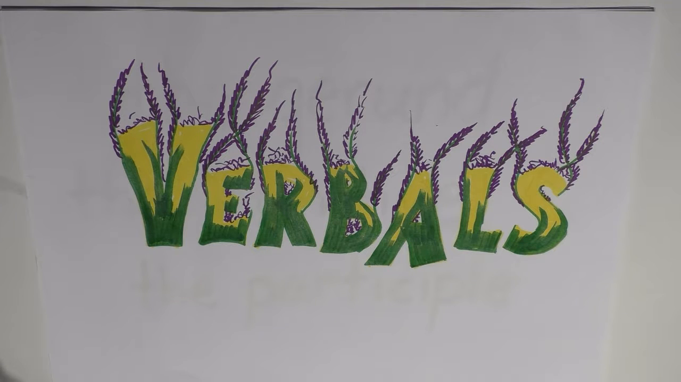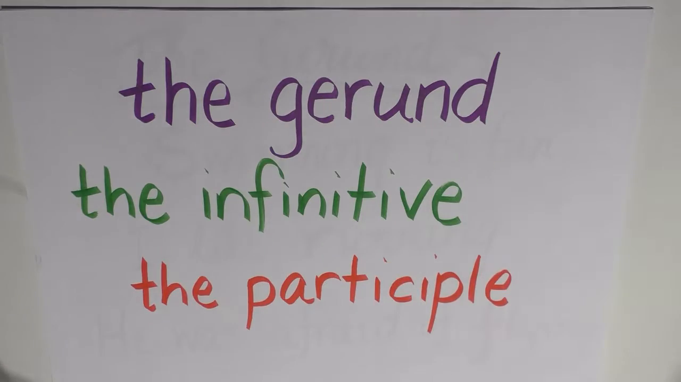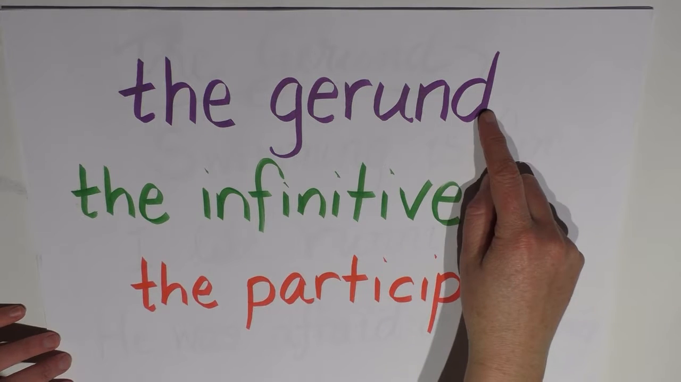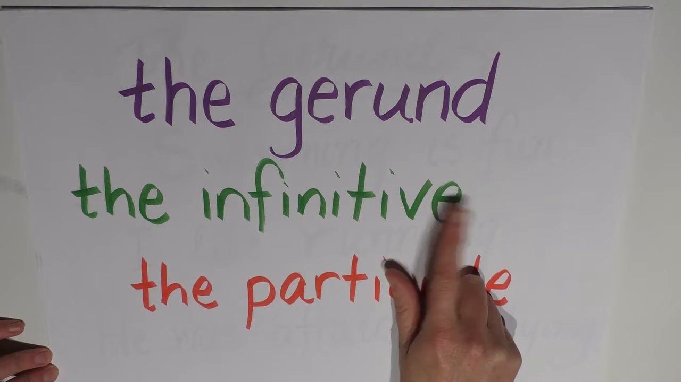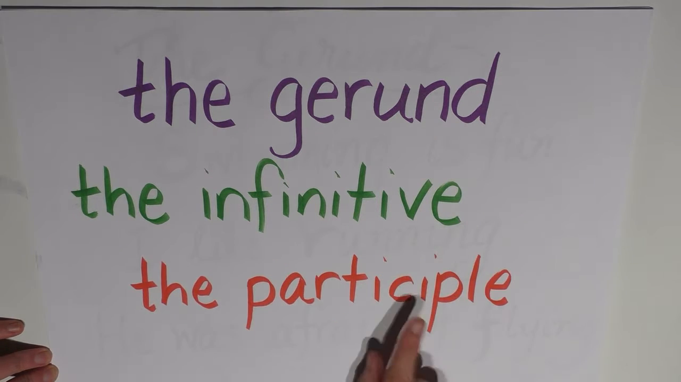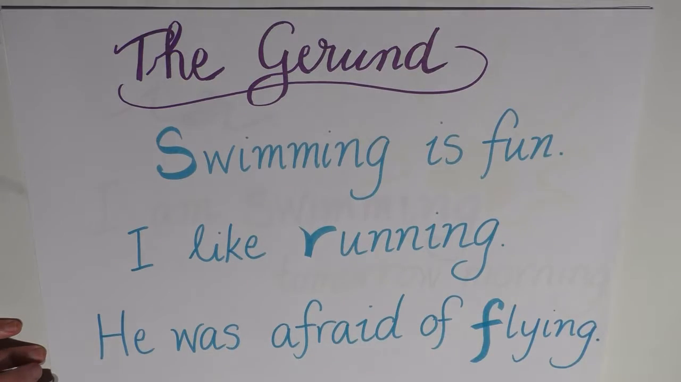Verbals are words that dress up to look like verbs, but actually they're something else. And there are three types of verbals. Let's have a look. We have the gerund, the infinitive, and that's both with to and as a base infinitive as well, and the participle. So let's start with the gerund. Let's see what that is.